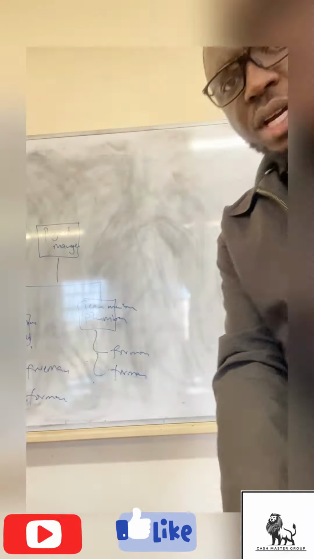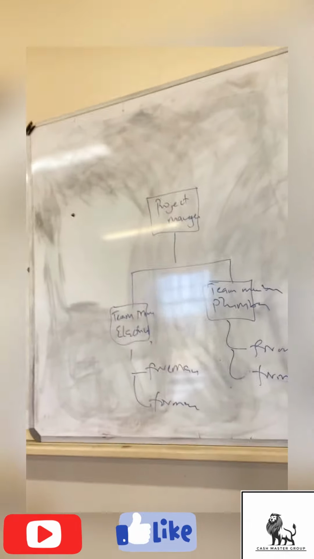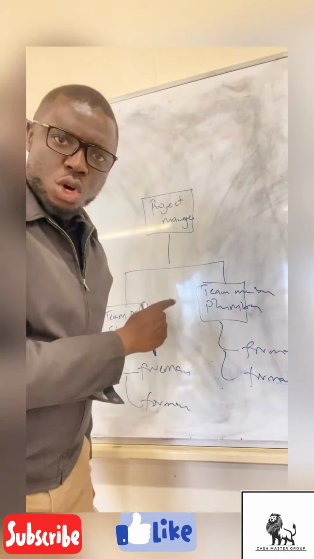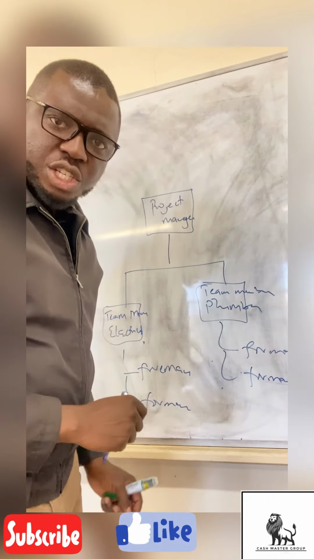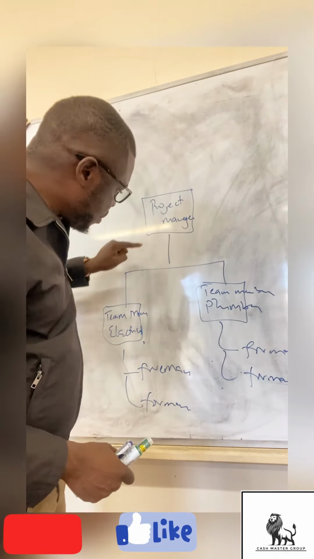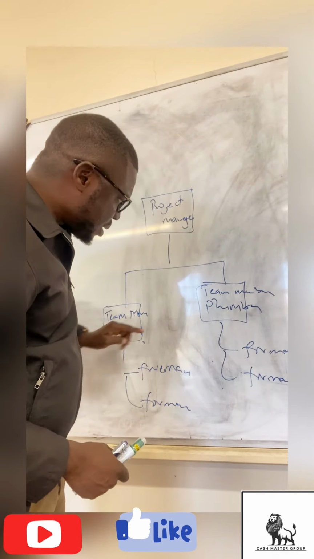Okay, I don't know if you can see clearly, but this is how it looks. This form of organizational structure is known as the functional organizational structure. Now, what is here? We've got the project manager at the top. We've got the team members. These are the team members.